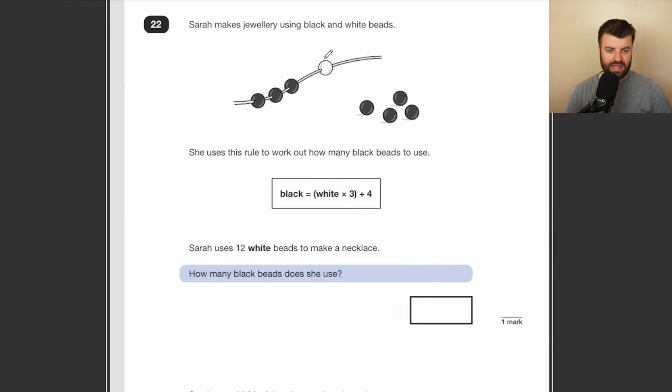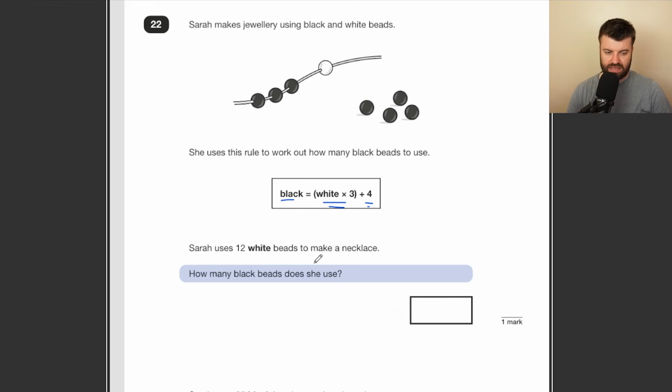Nice question. Sarah makes jewelry using black and white beads. She uses a rule to work out how many black beads she needs to use. The number of black beads is equal to the number of white beads times 3 plus 4. Sarah uses 12 white beads to make a necklace.